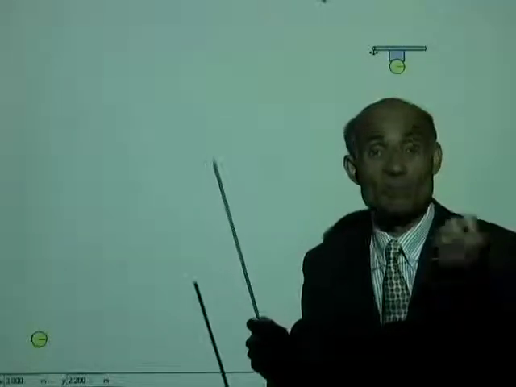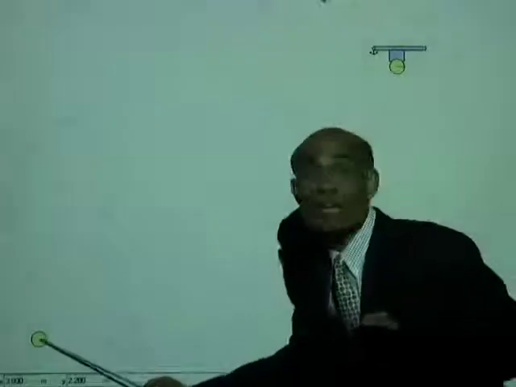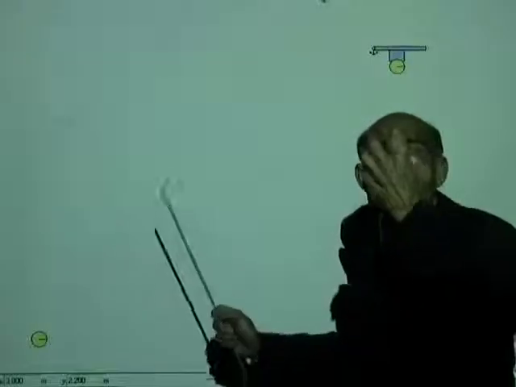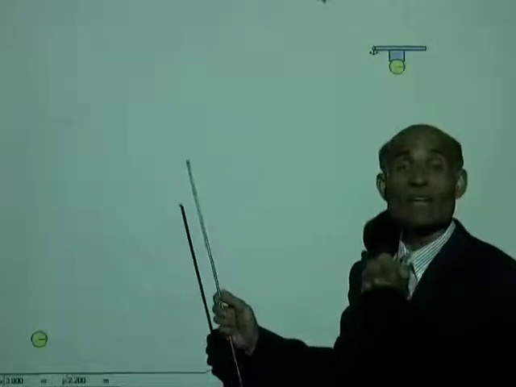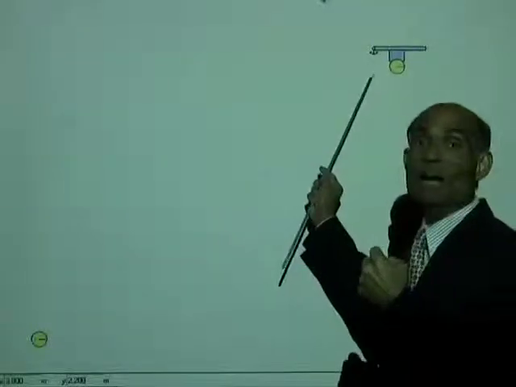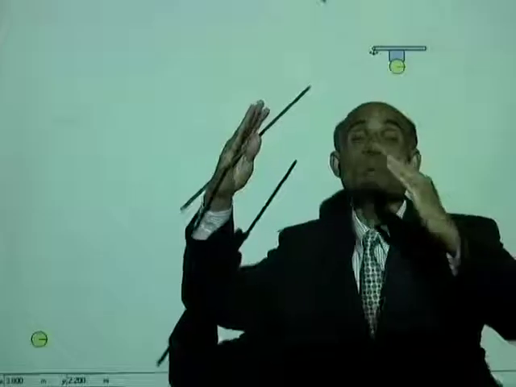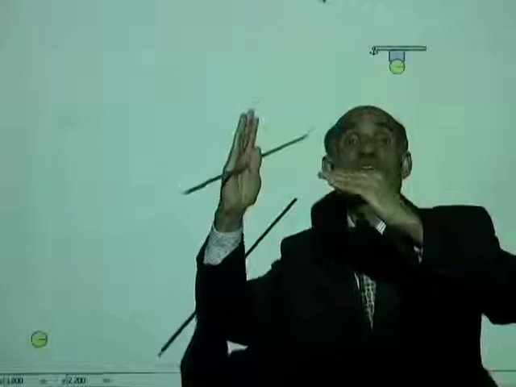Why? Because the moment the bullet comes out of the gun, it begins to fall freely. And the monkey decides to fall freely as well. That means the bullet and the monkey are falling at the same rate.